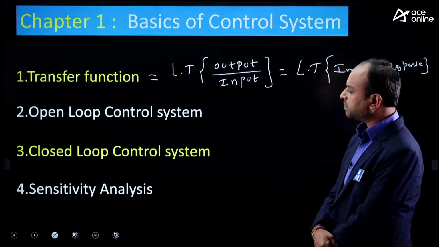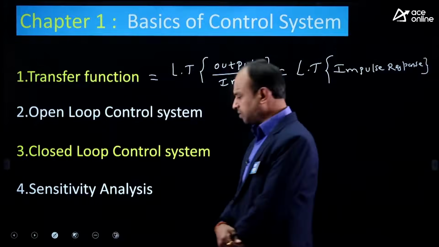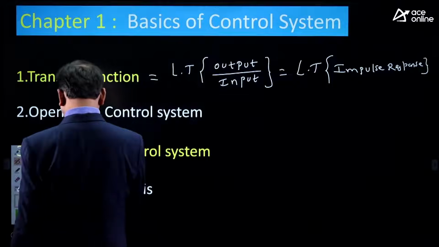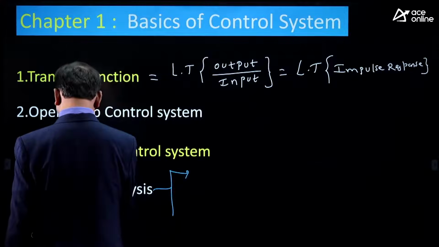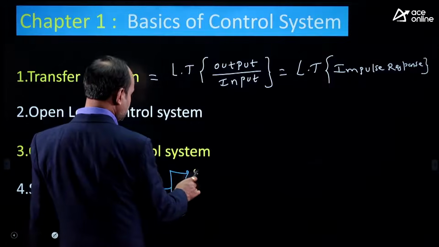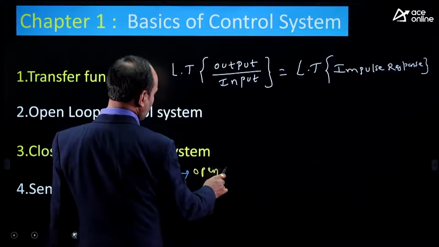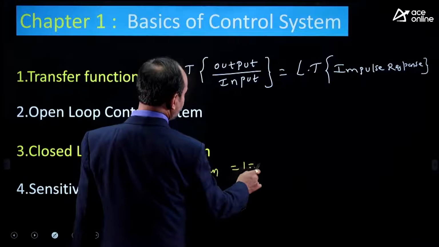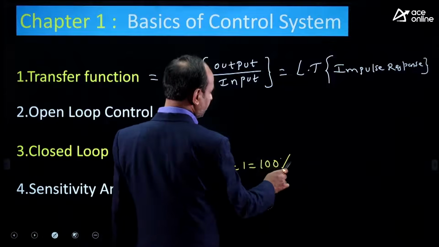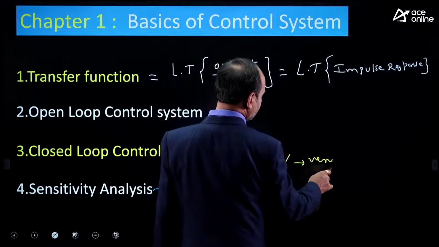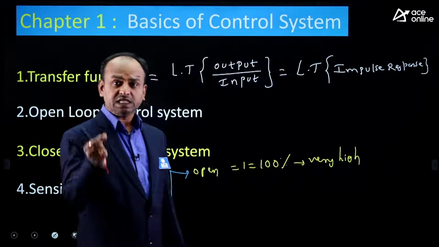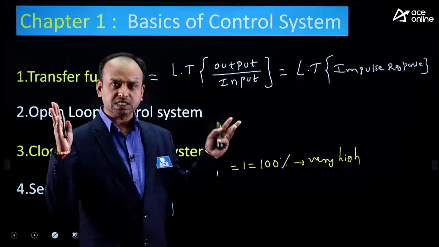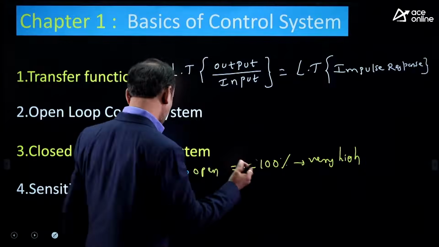Next is sensitivity analysis, mainly for the open loop system. For the open loop system, sensitivity is 1. That is 100%, very high. That is the biggest drawback. So sensitivity means any changes in the input cause very big changes in the output. That is the sensitivity to any parameter changes.